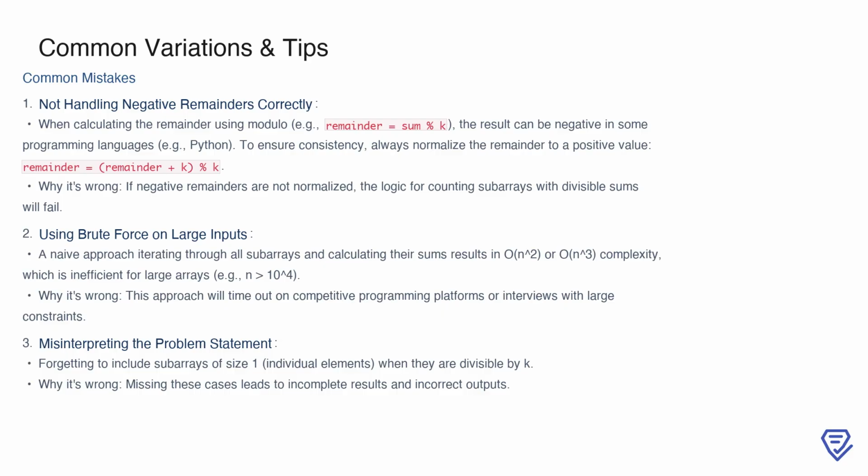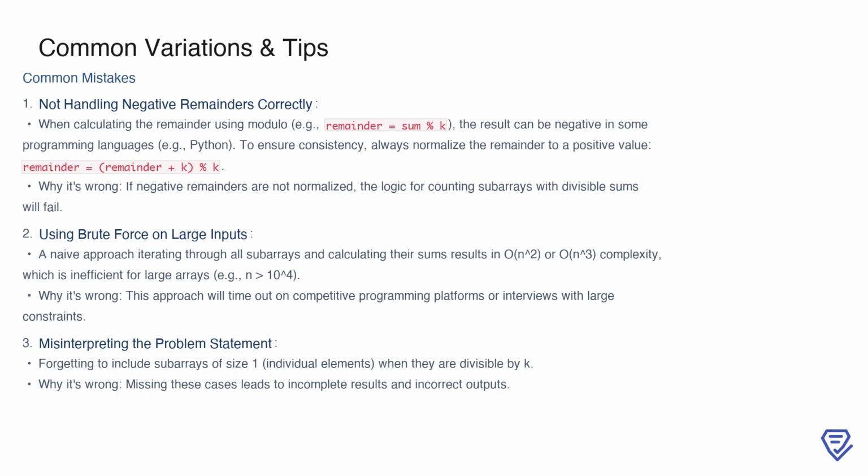First, not handling negative remainders correctly is a frequent issue. In some programming languages, like Python, the result of a modulo operation can be negative if the dividend is negative. This can break the logic of counting subarrays because the remainder needs to be consistent. To fix this, you should normalize the remainder by adding k to it and then taking modulo k again.